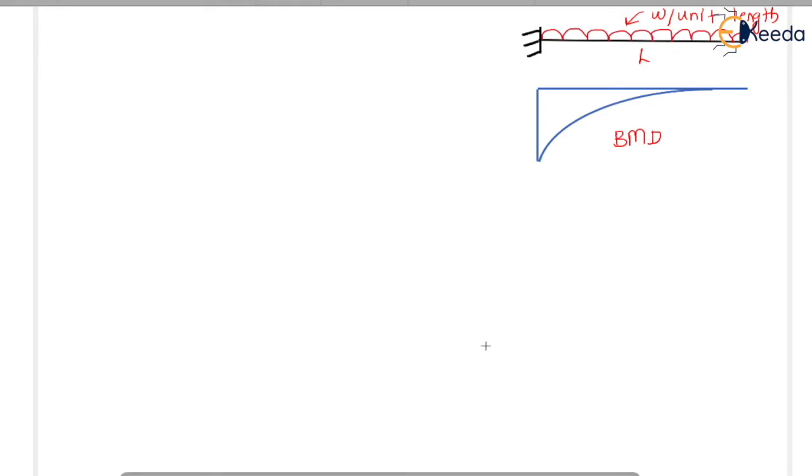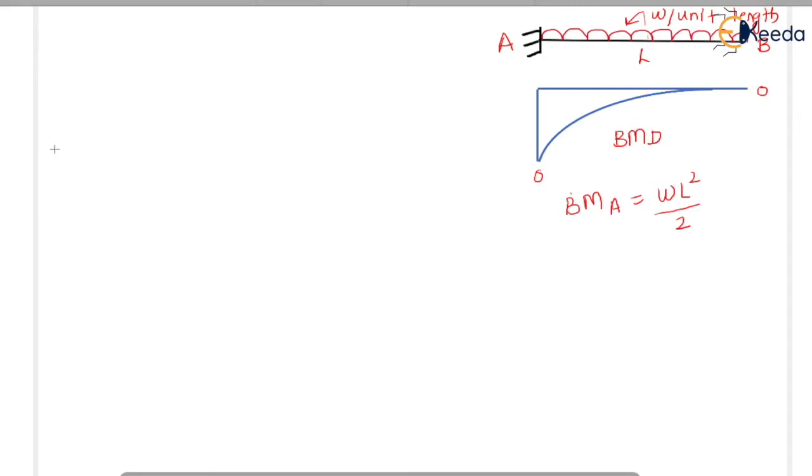Let us name the diagram AB. Bending moment at point B is 0 here. So what is the bending moment at A? It will be W into L by 2, that is W into L and half of the distance, so WL square by 2. That will be the moment at point A. Now the variation between A and B is parabolic, as we can see in the figure.